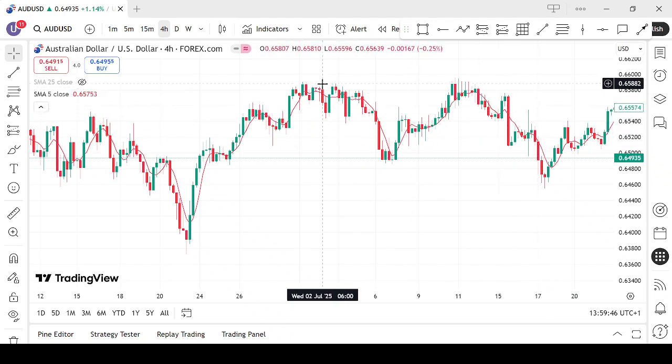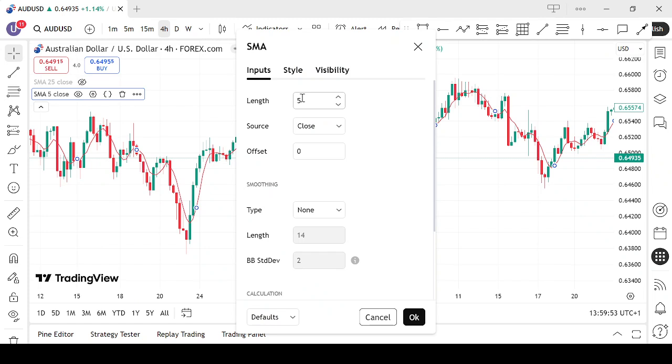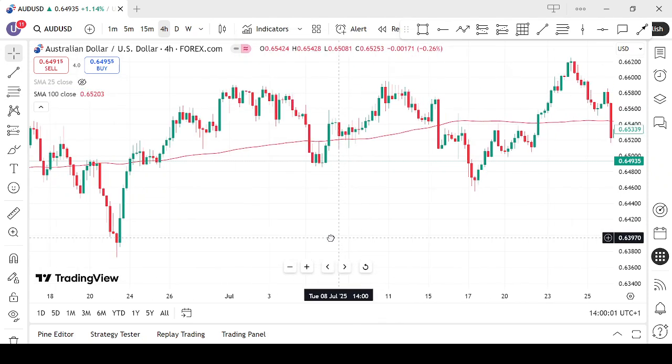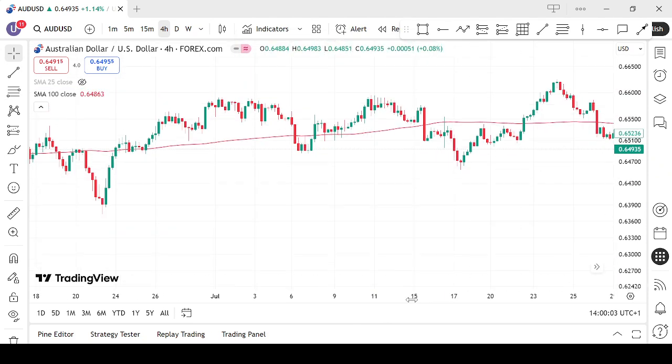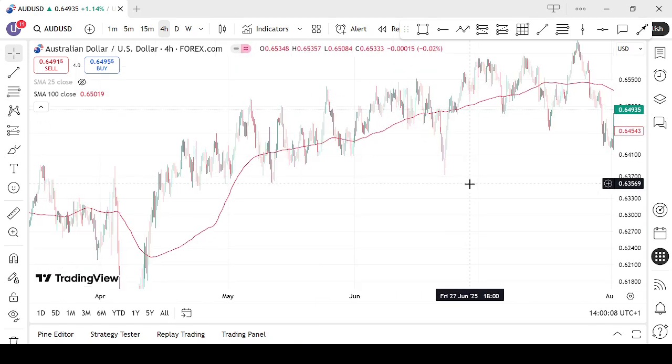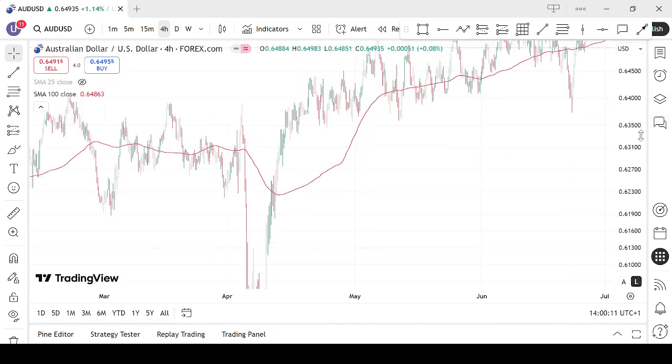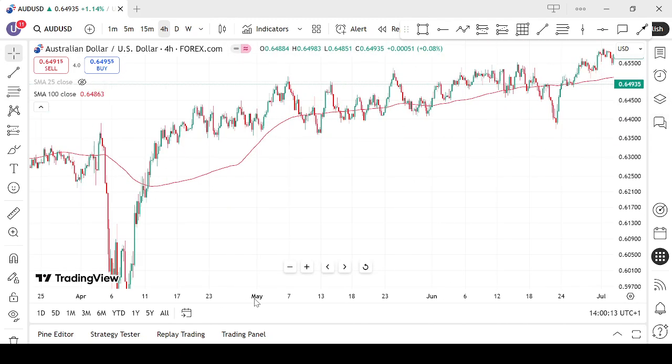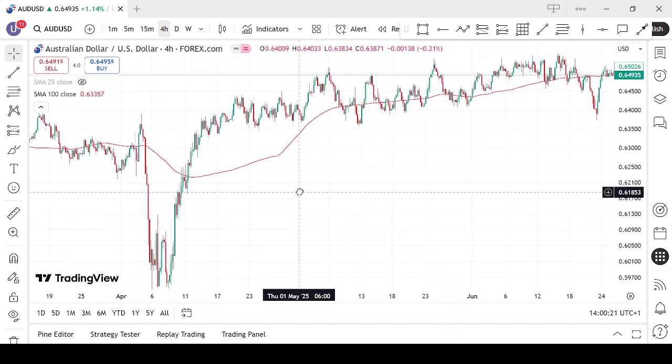But since we are trying to use moving average for swing trading, we can use a higher period moving average like the 100 period moving average that will give us an overall direction of where the market is heading. As you can see on my chart, it is giving you the overall direction where the market is heading. It will help you to spot potential areas where price slows down or turns.